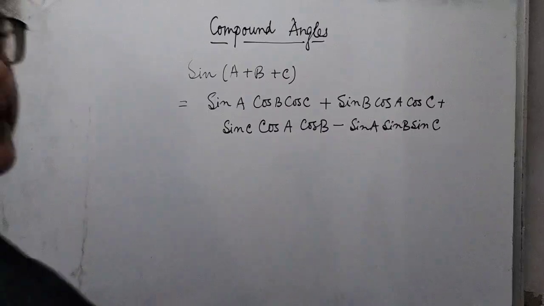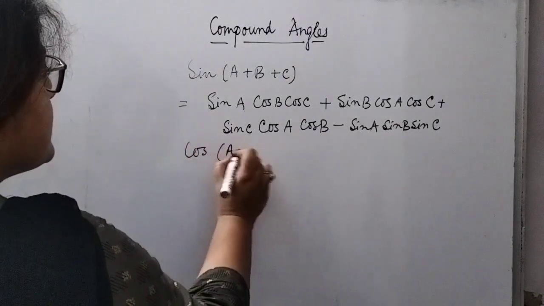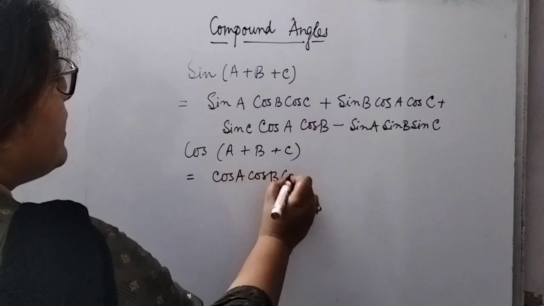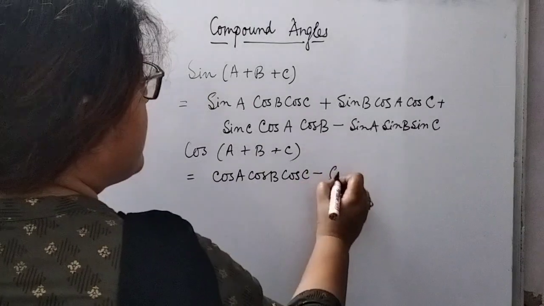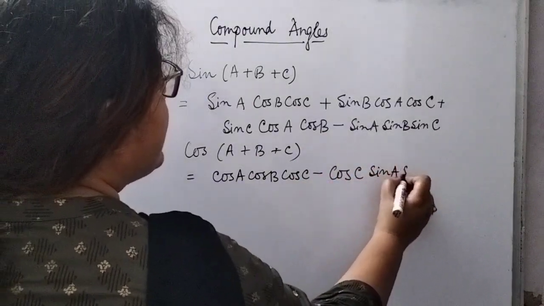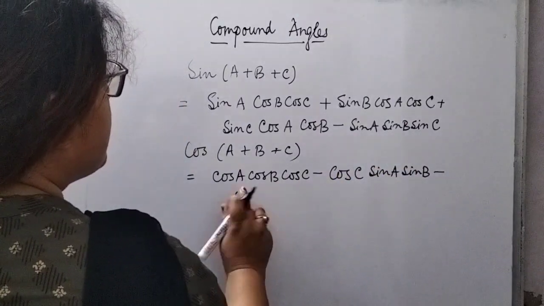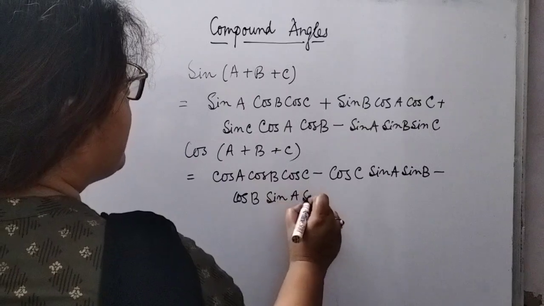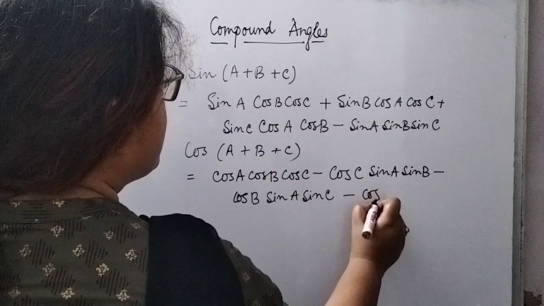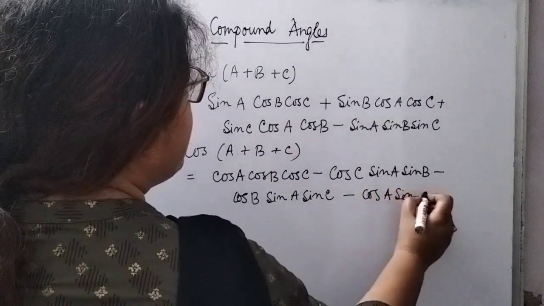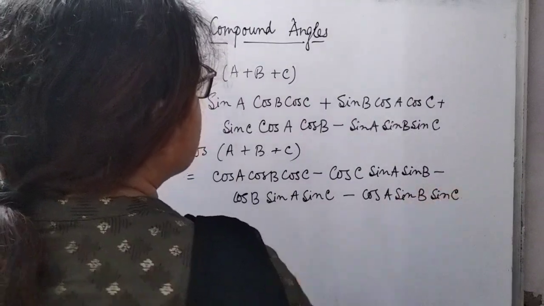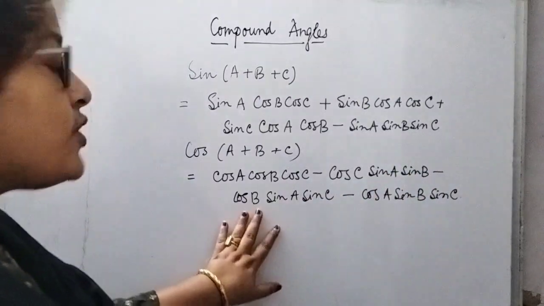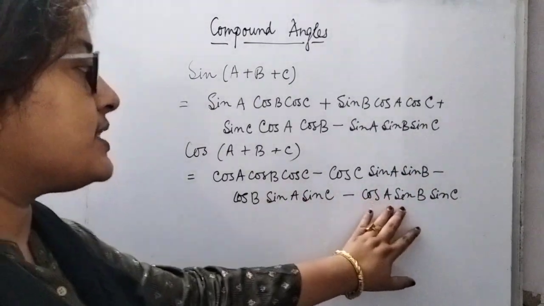Now considering cosine of A plus B plus C, we get cos A plus B plus C equal to cos A cos B cos C minus cos C sin A sin B minus cos B sin A sin C minus cos A sin B sin C. So this is the formula of cos A plus B plus C, that is cos A cos B cos C minus cos C sin A sin B minus cos B sin A sin C minus cos A sin B sin C.